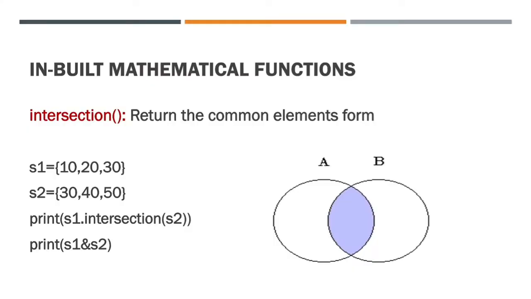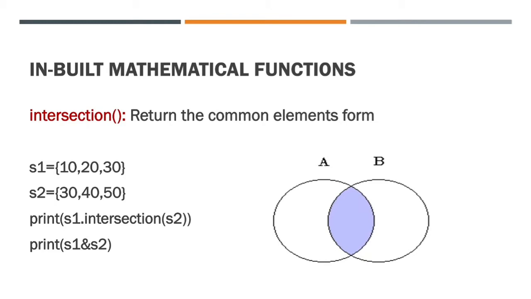The next method is the intersection method. As you can see in the diagram also, if I have two sets A and B, then intersection is going to return the elements that are common in both the sets. So as you can see, in the sets S1 and S2, the value which is common is 30, right? So if I print the intersection of these two sets, then the answer should be 30 this time, right? And intersection can be simulated by the AND operator, that is the ampersand sign.